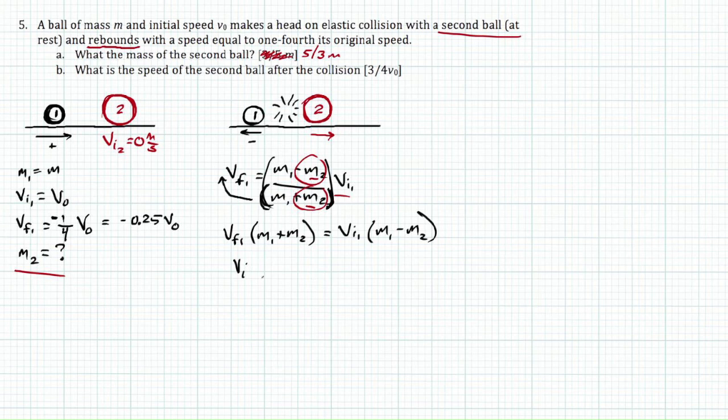V final 1 times m1 plus V final 1 times m2 equals V initial 1 times m1, here's our minus sign, minus V initial of object 1 times m2. Again, this is just algebra. Really, the only hard part about this is the fact that this is just tedious. It's a matter of keeping your subscripts and everything straight. Okay, we're getting closer to being able to combine our m2s.